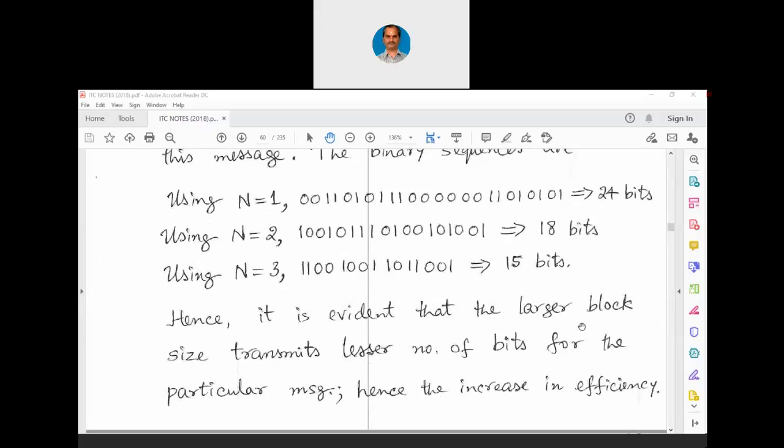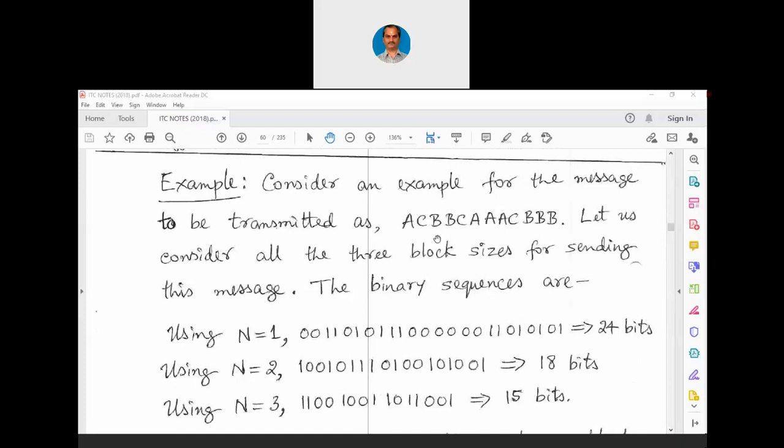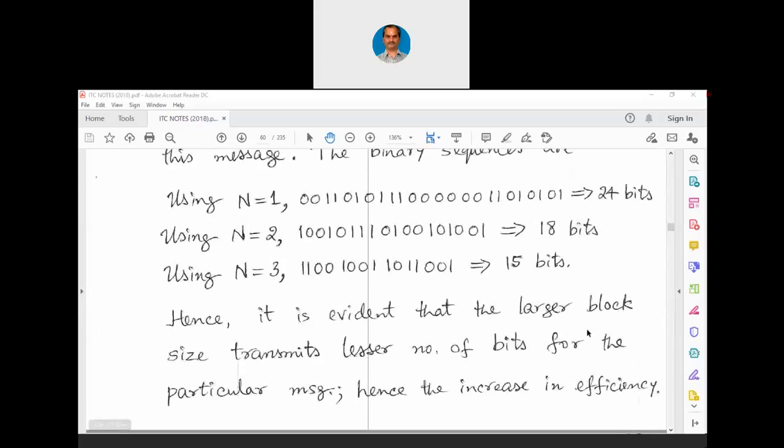Hence, it is evident that the larger the block size transmits lesser number of bits for the particular message, hence the increase in efficiency. Here the message is the same, but if the block size is larger, block size means the number of symbols in a given sequence. That itself is called block size. At times in different textbooks, they keep on using different types of terminologies. So here block size basically means the number of symbols in a given message or in a given sequence also. Many times we use message and sequence interchangeably. So it is proved now that the larger the block size transmits lesser number of bits for the particular message, hence there is increase in efficiency.